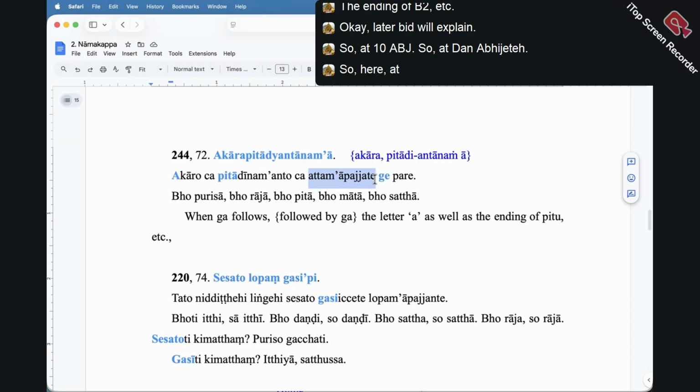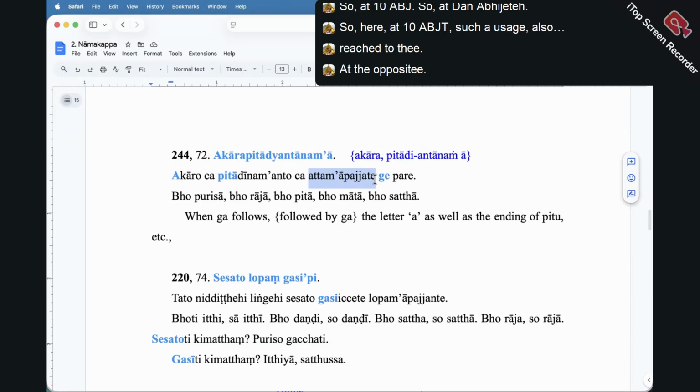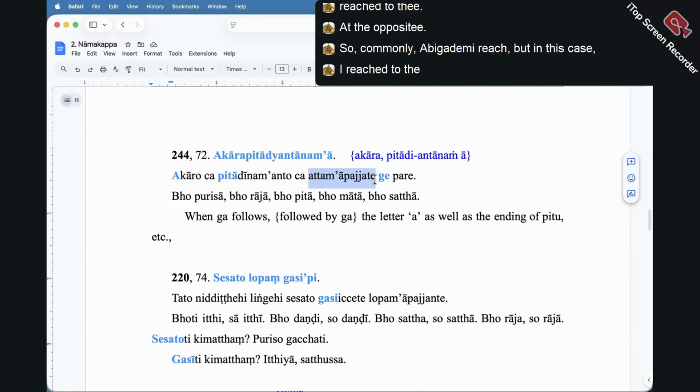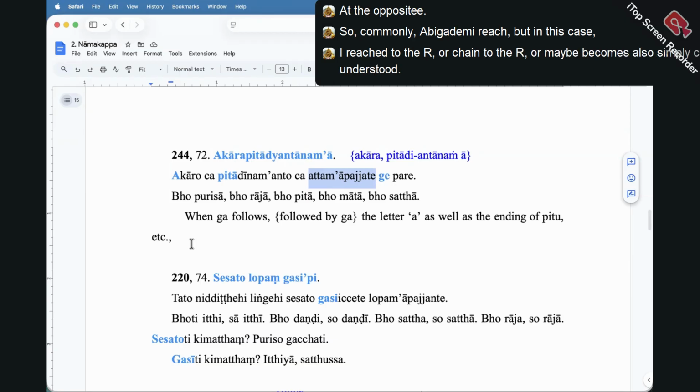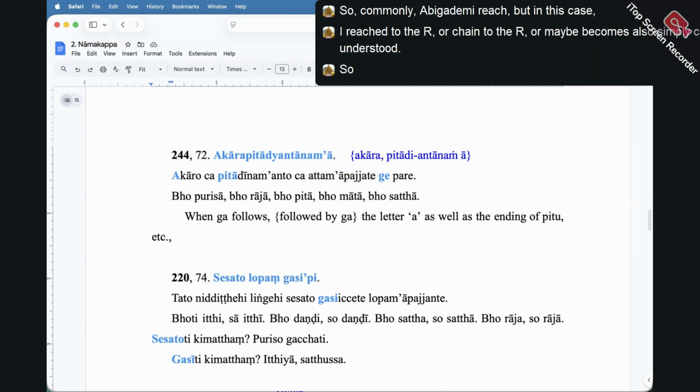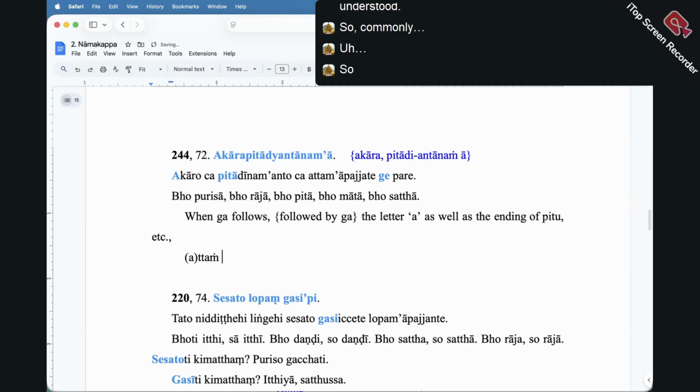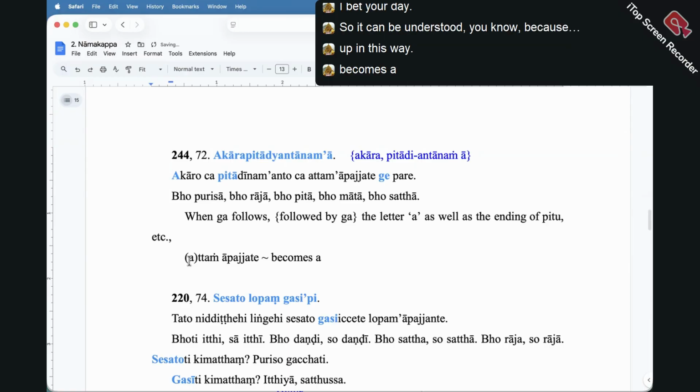So here adan abijate, such a usage also. Abijate, reach to the adan abijate. So commonly abijate means reach, but in this case, reach to the R or change to the R or may becomes also simply can be understood. So commonly, so at the abijate, so can be understood, becomes up in this way, becomes up. So when we can replace, for example, A dan abijate, so becomes E, or A dan abijate becomes U in this way can be understood.